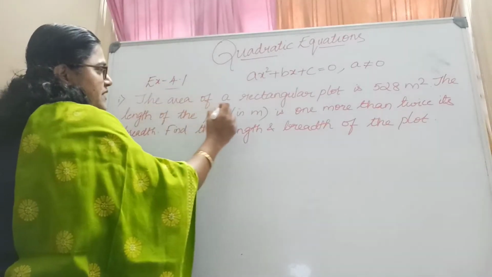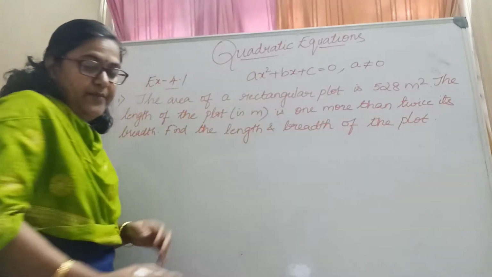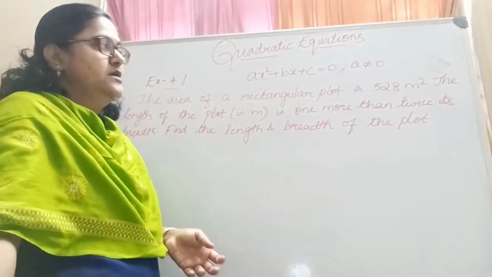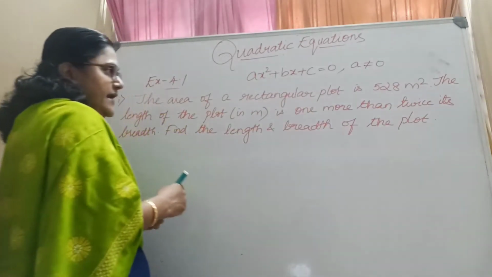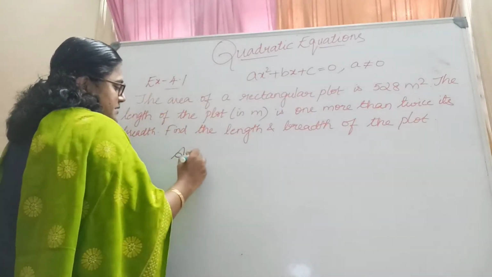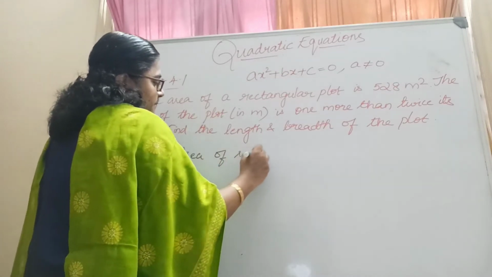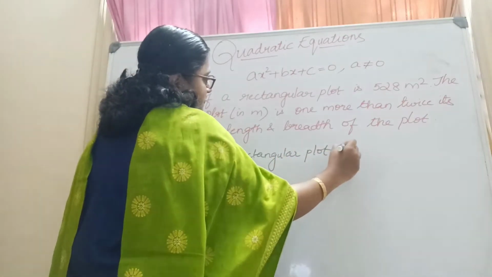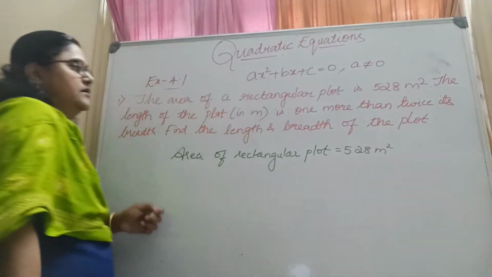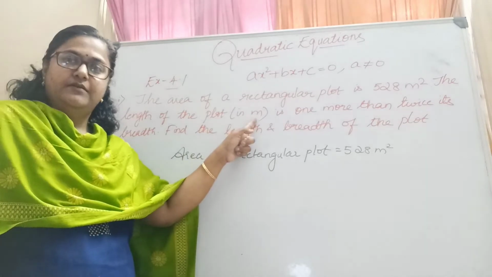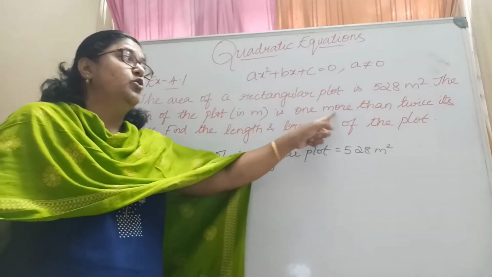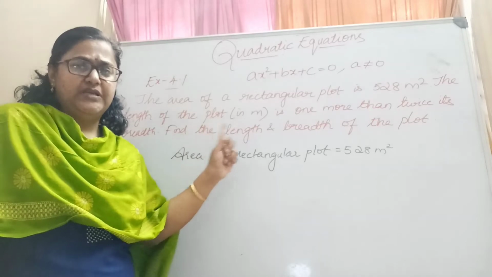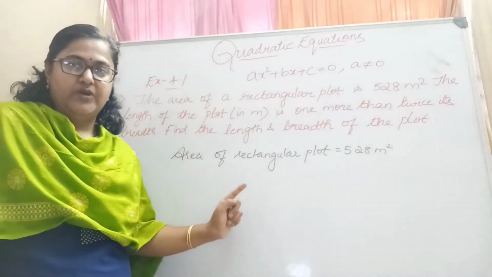The first question is, the area of a rectangular plot is 528 square meters. So what they have given? They have given the area of the rectangular plot, okay? So the plot is in the shape of a rectangle, and the area of the rectangular plot is 528 square meters, right? Now the length of the plot in meters is one more than twice its breadth. So they have given some information about the length and breadth in comparison with each other, right? So we have to write the equation now, fine?